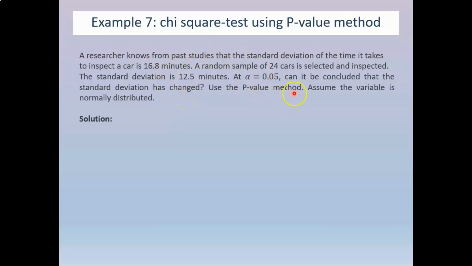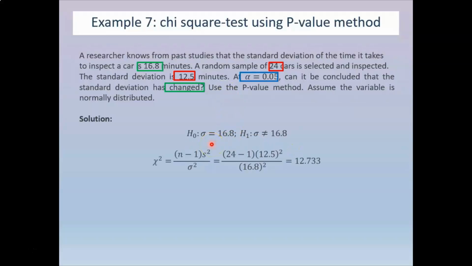So from this example, we need to highlight all the information like this. So we have 16.8 representing the standard deviation of the population, and then 'has changed' means we need to use the unequal sign, and then we have the sample 24 and the sample standard deviation 12.5 and alpha 0.05. So this is the hypothesis, and then we find the chi-square test value using the formula.